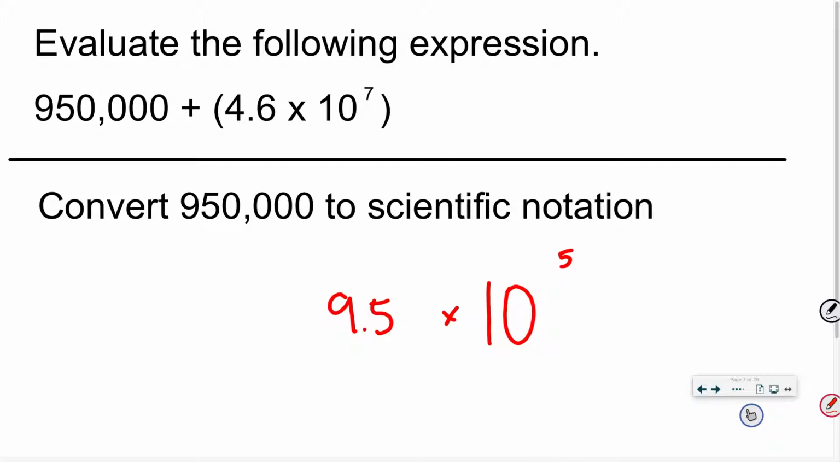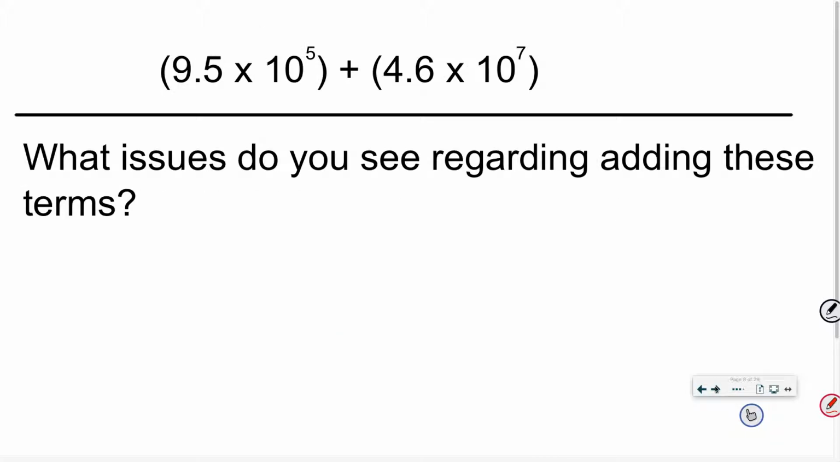So now I rewrote this number, and this is what I'm adding. We have 9.5 times 10 to the 5th plus 4.6 times 10 to the 7th. When you look at this, if you had to add these in scientific notation, what are you thinking right now? What are the thoughts going through your mind in terms of adding these numbers?